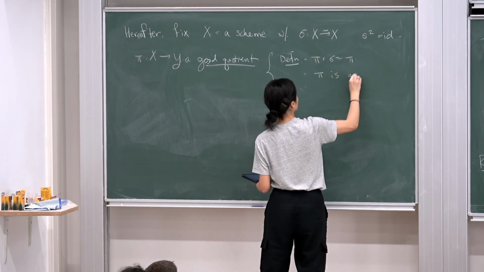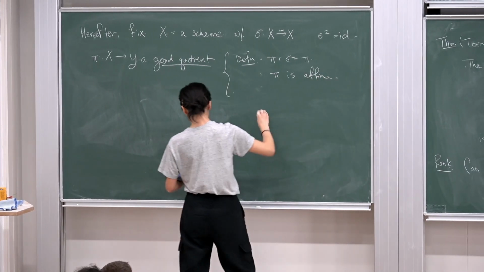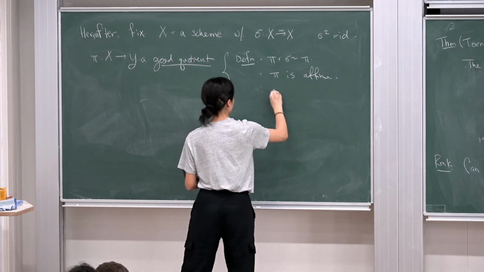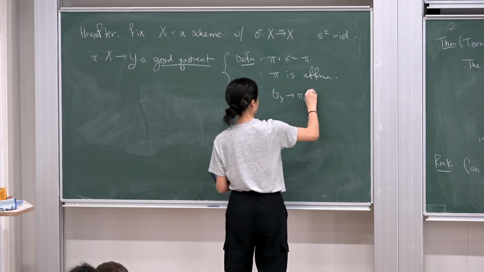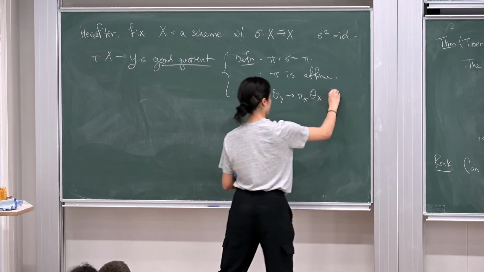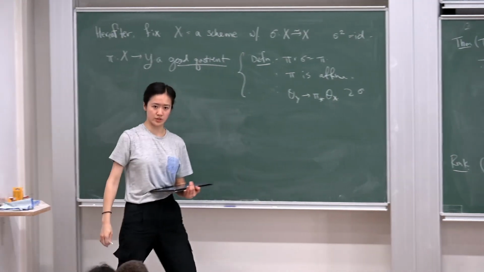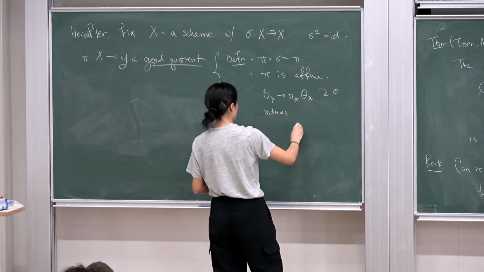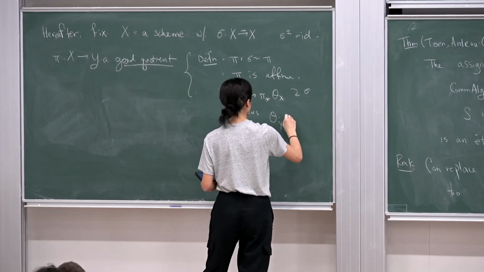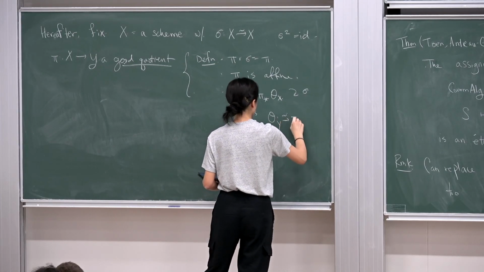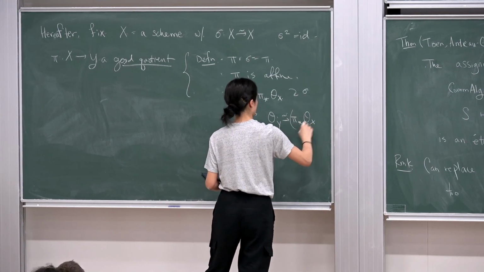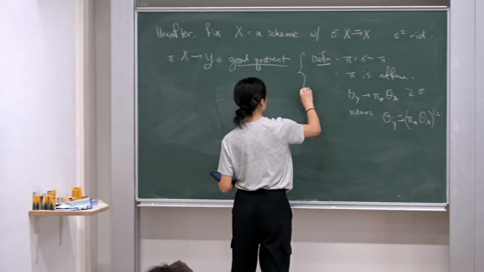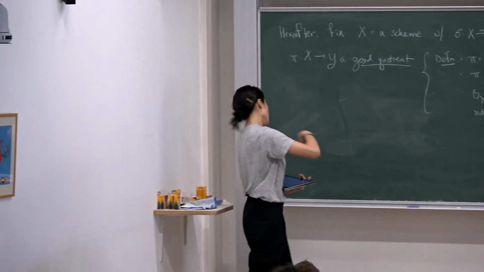Pi is affine. And if I consider the map from OY to the push forward of the structure sheaf on X, so here I have a sigma action. I'm just going to call it sigma instead of adding more decorations. This induces an isomorphism from OY to the strict fixed points of this action. So this is what it means for pi to be a good quotient.